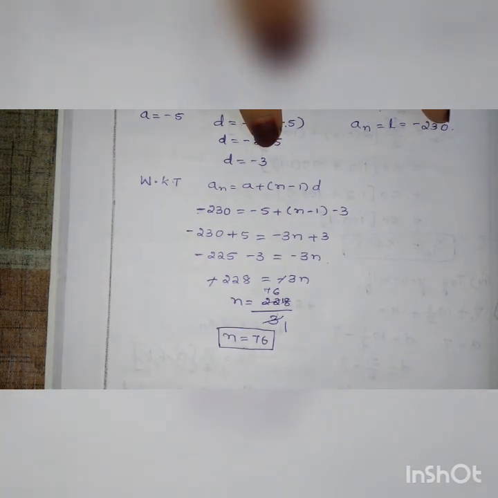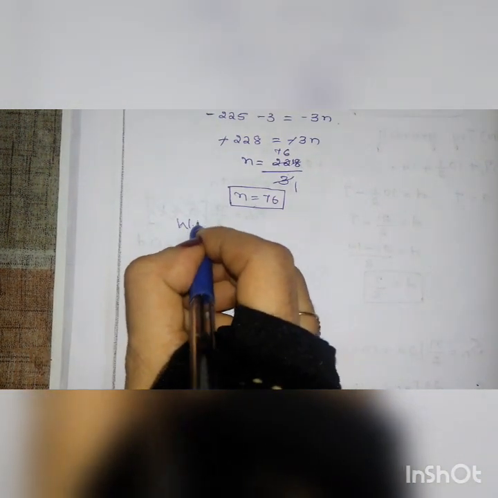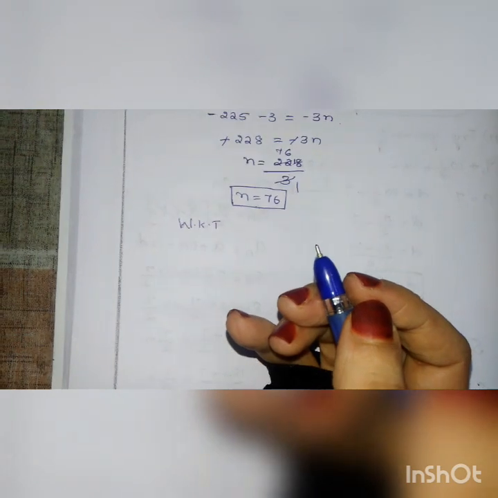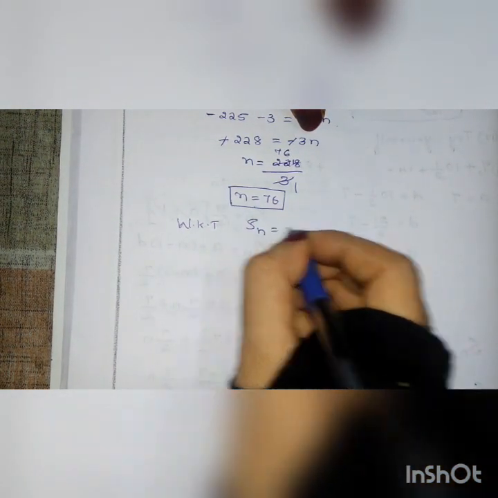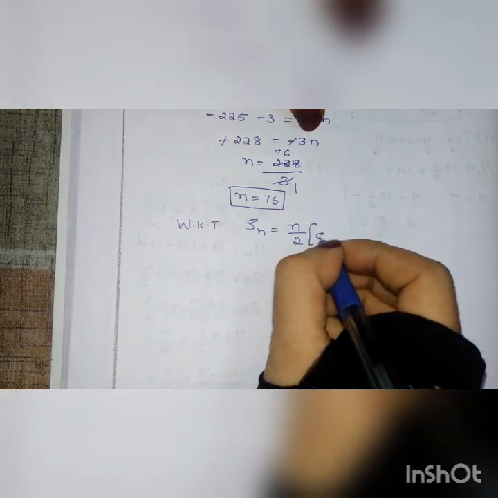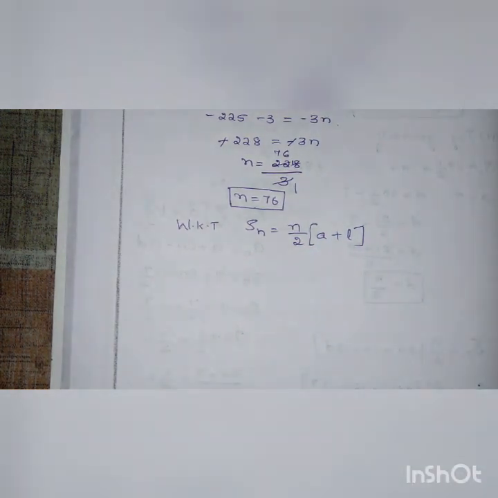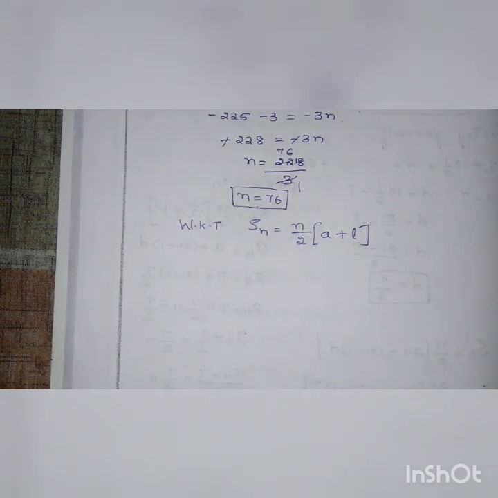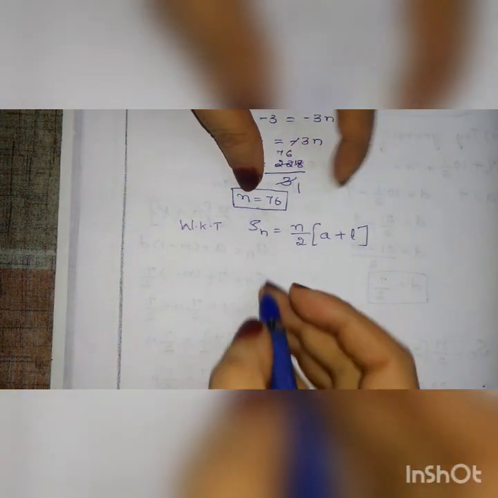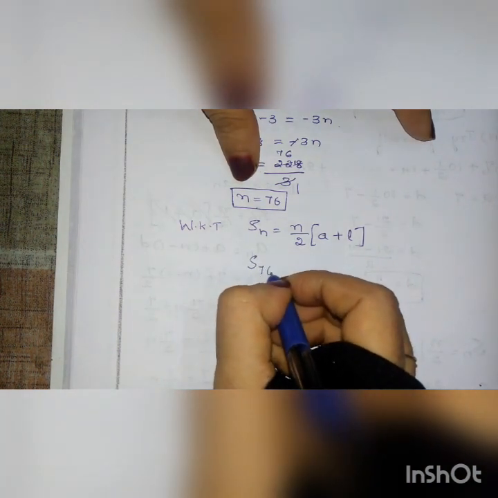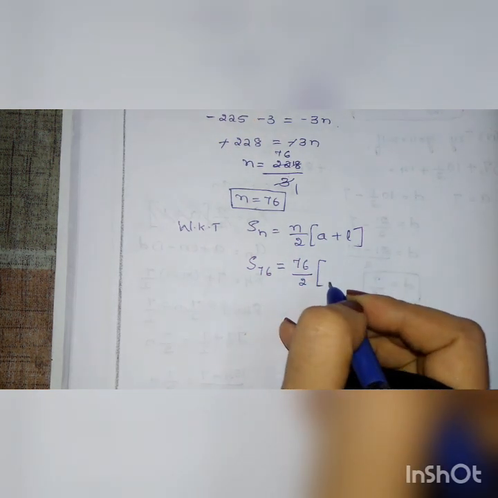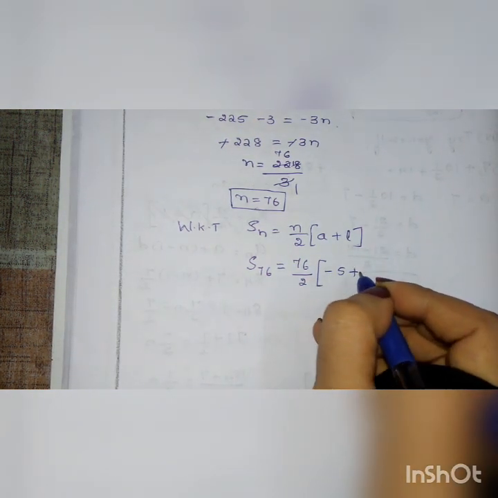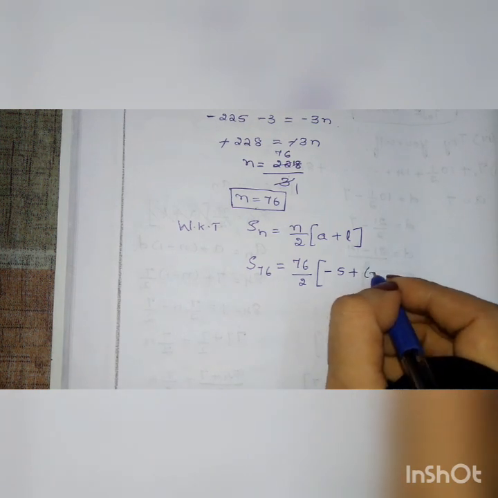So we need to find now the sum of 76 terms. So again we know the formula. Here the last term is given. When the last term is given, I have told you one more formula we can use: Sn is equal to n by 2 (a plus l). You can use it even for the first and second problems. This formula is very small, and we can get the answer very easily. 76 by 2, a value we have got -5, plus l is -230.